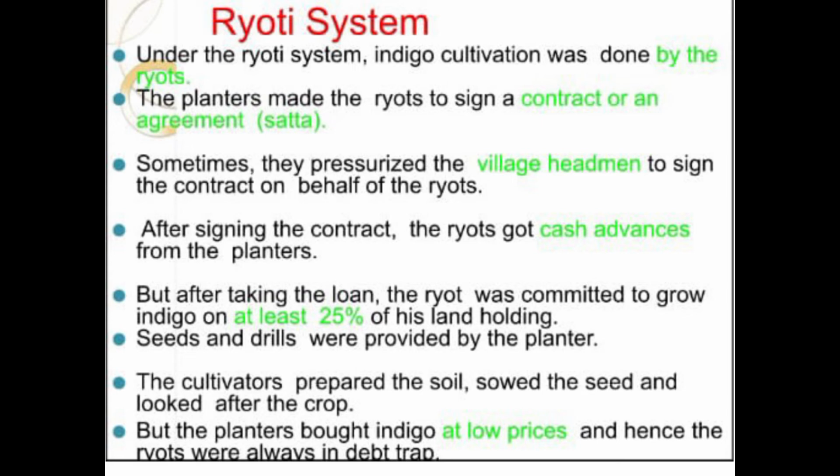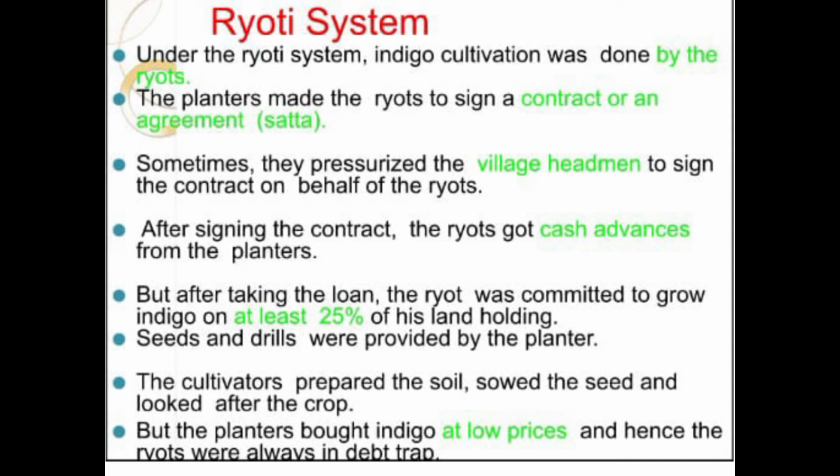Under the Ryotwari system, the indigo cultivation was done by the ryots. The planters made the ryots sign a contract, an agreement or satta. That agreement compelled them to pay the revenue. Sometimes they pressurized the village headmen to sign the contract on behalf of the ryots. Now the village headmen had to take the initiative. After signing the contract, the ryots got cash advances from the planters, and then they could start the cultivation.